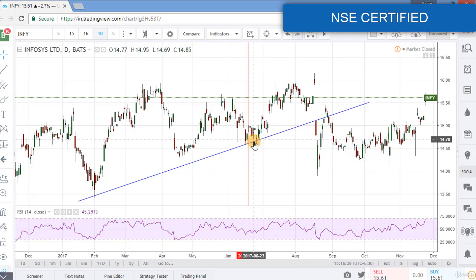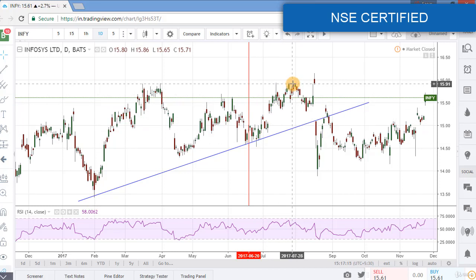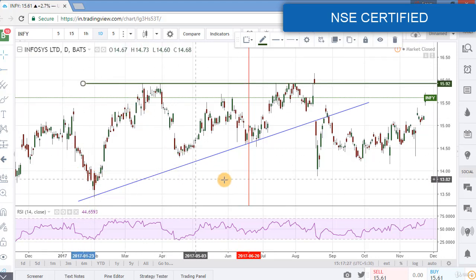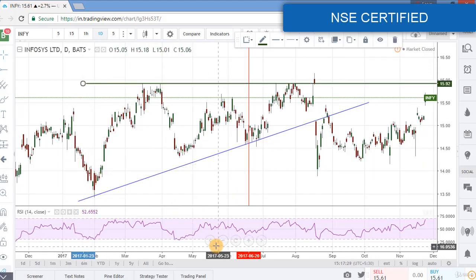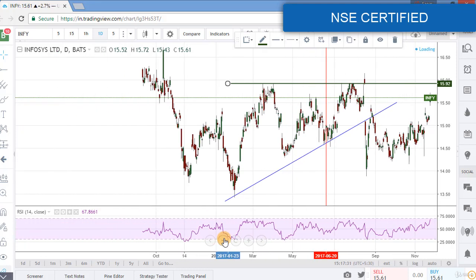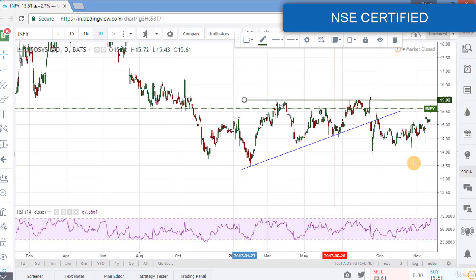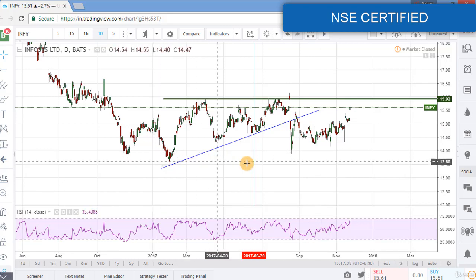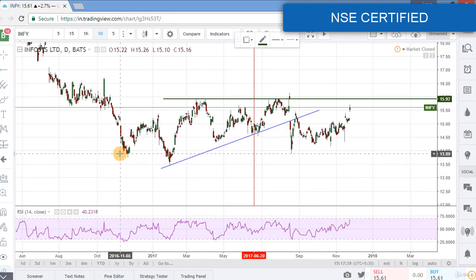it was touching the trend line, support line, and after that the stock is moving in a uptrend, short term uptrend. After touching this level, this was the resistance level 15.94, so we'll draw a horizontal line and this is the support line. If we zoom out the chart, you can see now the stock is moving in a range. This is the range of the stock.